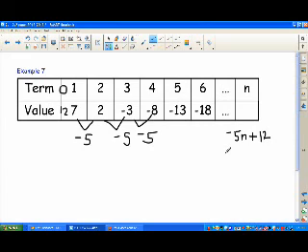Okay, so that's it for the video. Very short and sweet. Just looking at making patterns, using those patterns to come up with expressions and equations. And again, that's all math is, finding those patterns.